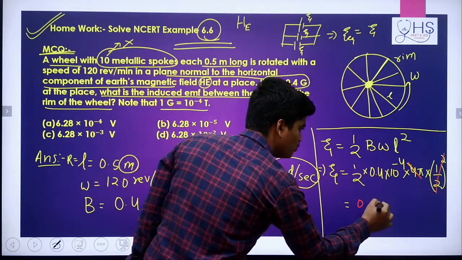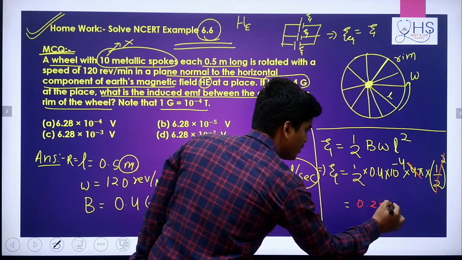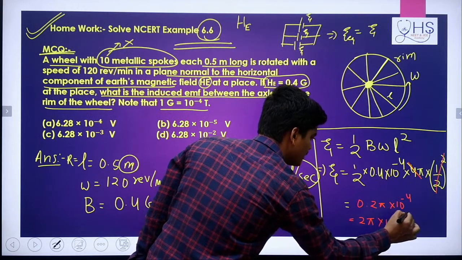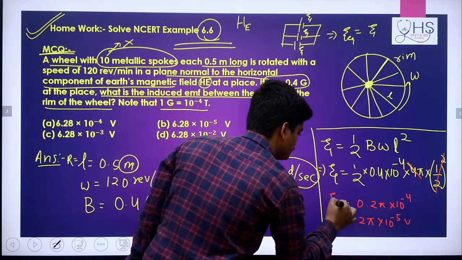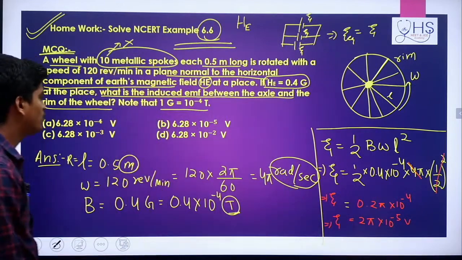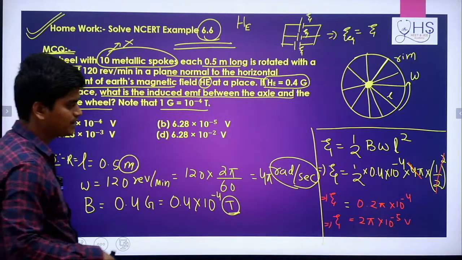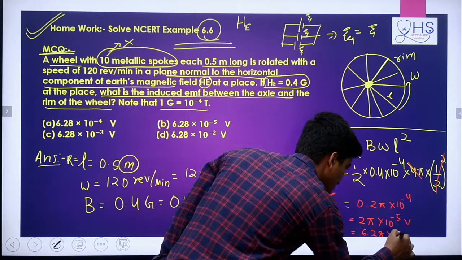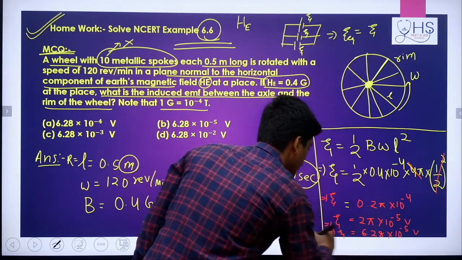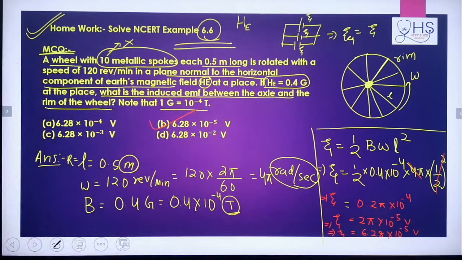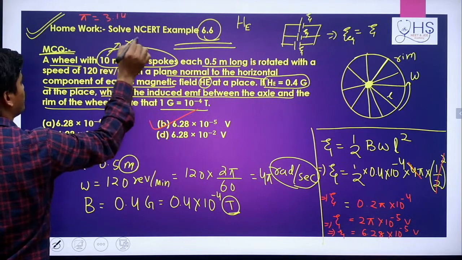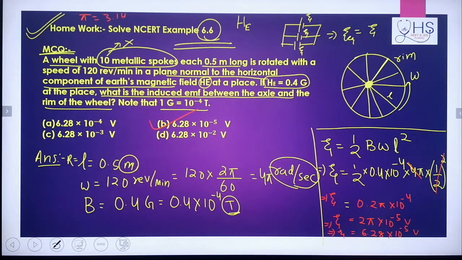Here it will get 0.2 pi into 10 to the power minus 4, or you can write it as 2 pi into 10 to the power minus 5 volt. Okay. So 2 pi into 10 to the minus 5 volt. But here the pi value they have substituted. So pi value is 3.14. If you multiply that, you will get 6.28 into 10 to the power minus 5 volt. So your EMF is coming 6.28 into 10 to the power minus 5 volt. Remember, pi value is 3.14 and 2 pi means 6.28.